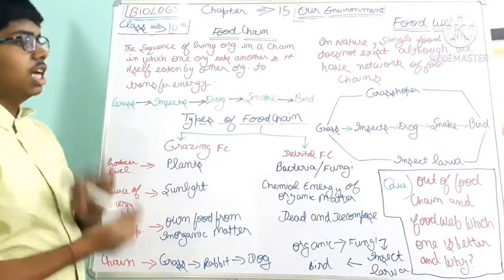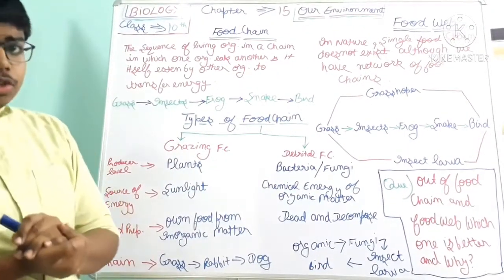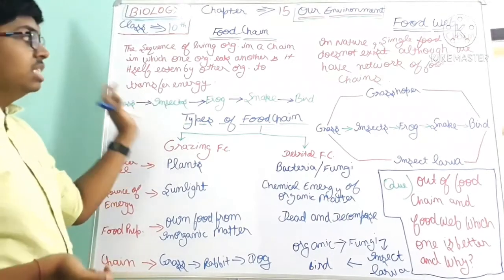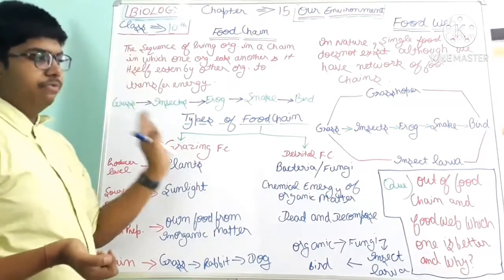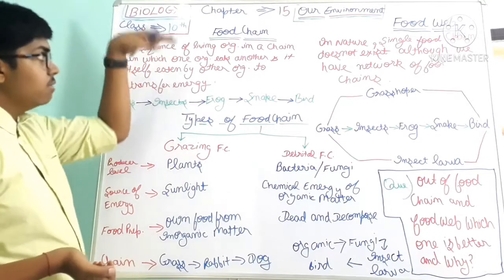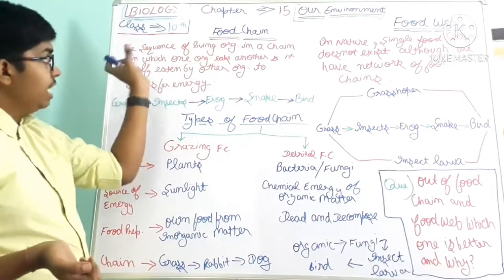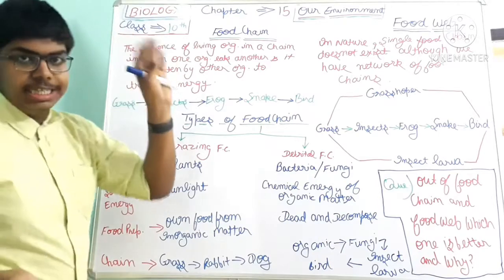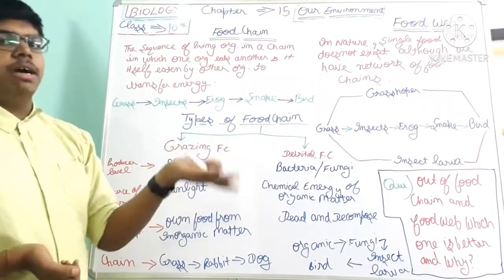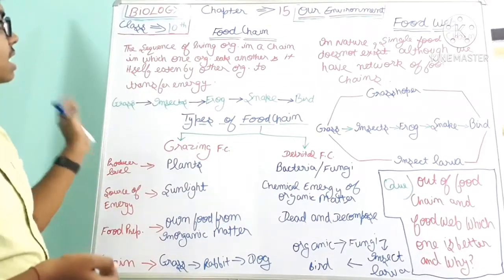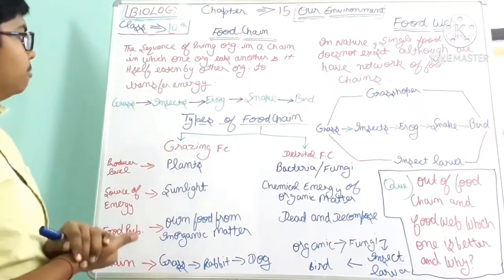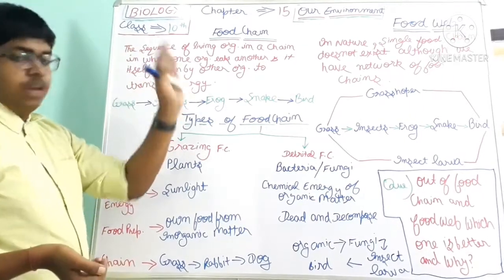So what is a food chain basically? Food chain is how an organism obtains its food. It is the sequence of living organisms in a chain in which one organism eats another and is itself eaten by another. That is a food chain, for the transfer of energy.